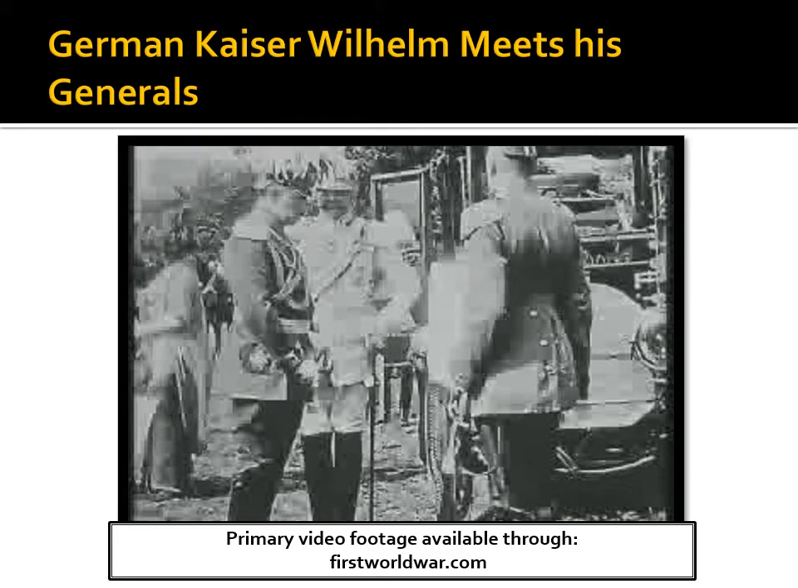As tensions continued to rise in Europe, nations began to prepare for war. Here's an image of German Kaiser, or King, Wilhelm inspecting troops and discussing preparations with his generals.